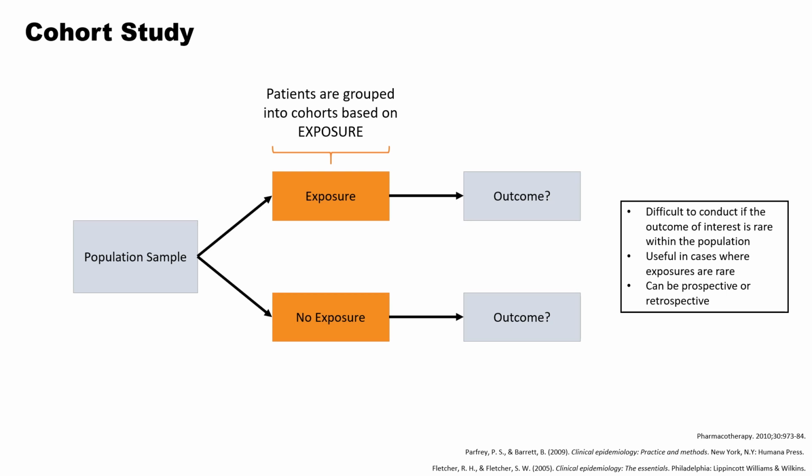Cohort studies are difficult to conduct if the outcome of interest is rare within the population, but it's particularly useful in cases where exposures are rare. And a cohort study can be prospective or retrospective, though we'll be focusing on retrospective cohort studies during the course of this presentation.